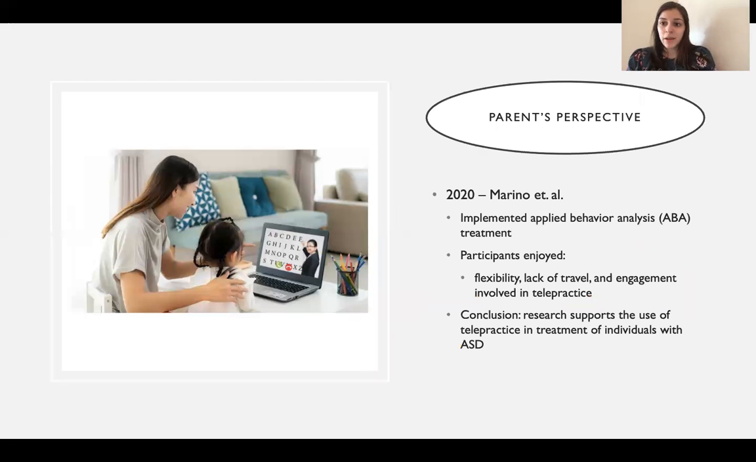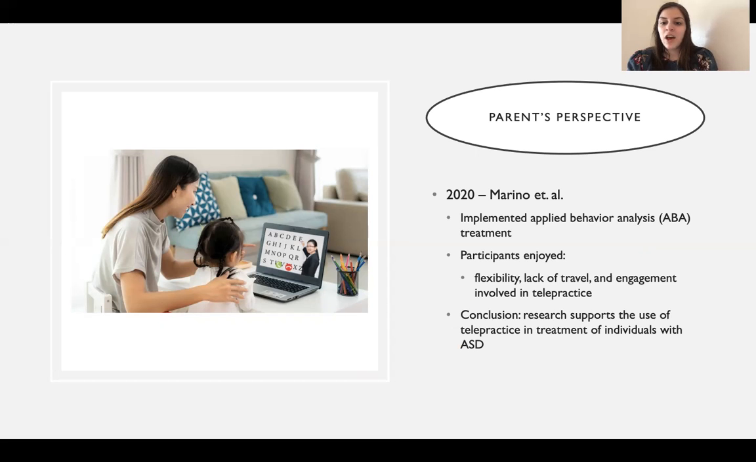Looking at the parent's perspective of telepractice for individuals with ASD, the parent's perspective is really important. Parents are such a key component, as well as caregivers, in providing teletherapy services or telepractice services. For many individuals, they need a parent or caregiver sitting next to them, helping them navigate the computer and just helping them maintain their focus on the medical professional who's on the other side.